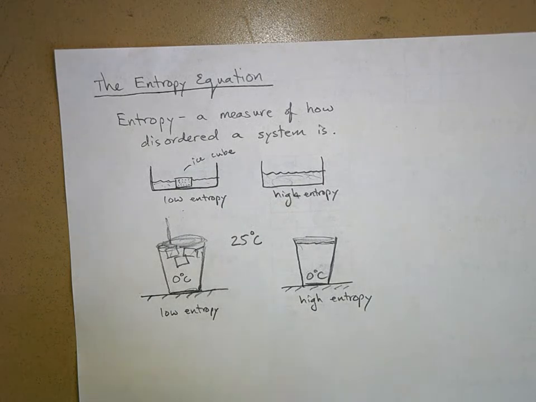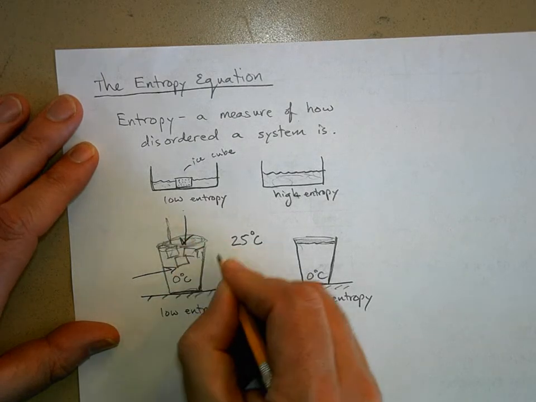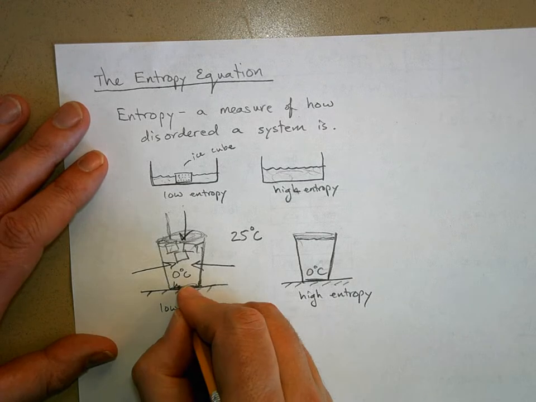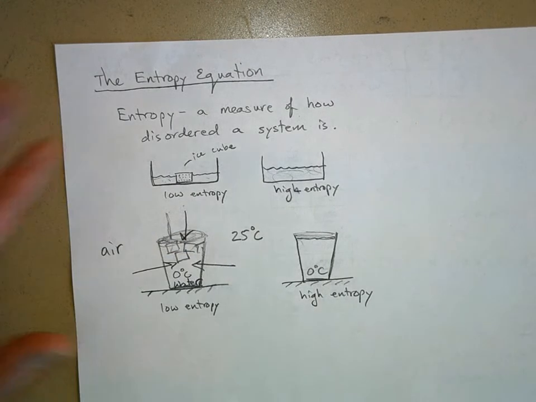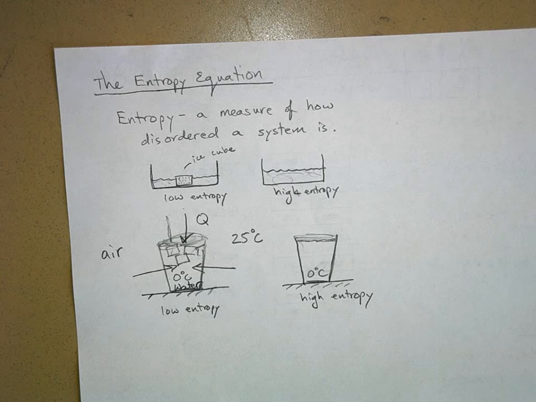What happened? Why did this happen? Because heat flowed into the water. I'm going to call this the water, and this is the air of the room out here. Heat flowed, let's call this Q. Heat flowed from the room, from the air into the water.